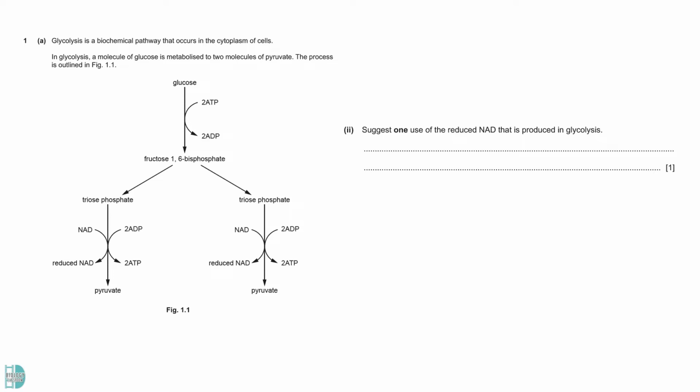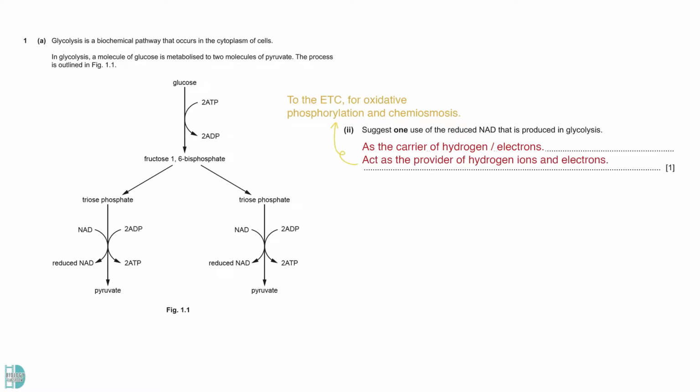2. Suggest one use of reduced NAD that is produced in glycolysis. NAD acts as a hydrogen carrier. It can provide hydrogen ions and electrons to the ETC for oxidative phosphorylation and chemiosmosis to take place.